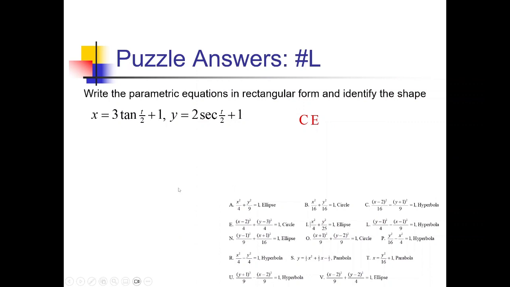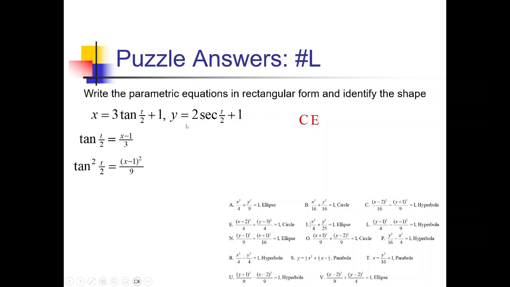Next up, for problem L, we've got more trig functions, and different ones, though. No longer sine and cosine. Now we've got tan and secant, so let's see how this works out. Let me isolate tan by subtracting 1 and then dividing by 3. So tan equals (x minus 1) over 3. And then if I square both sides of that, I've got (x minus 1) squared over 9, and then tan squared.